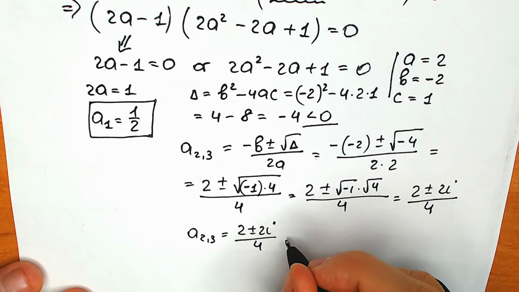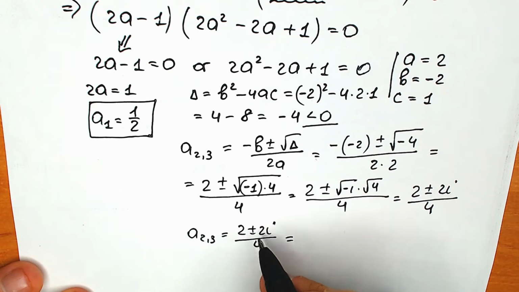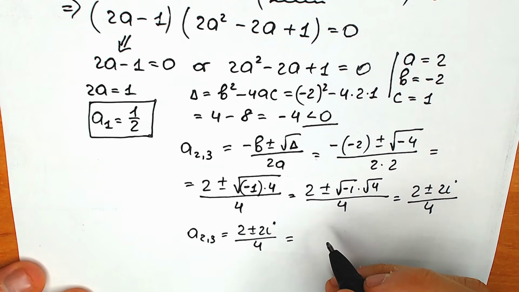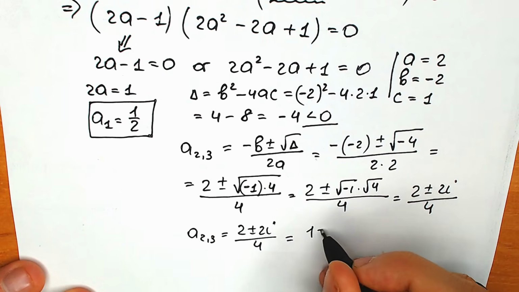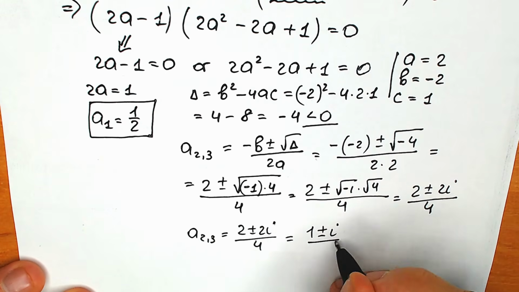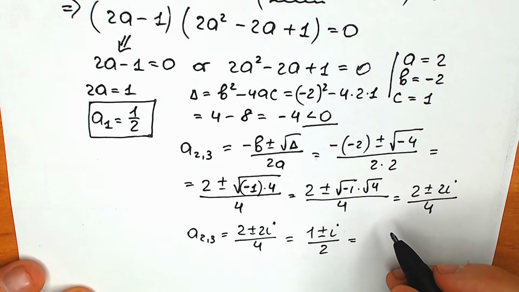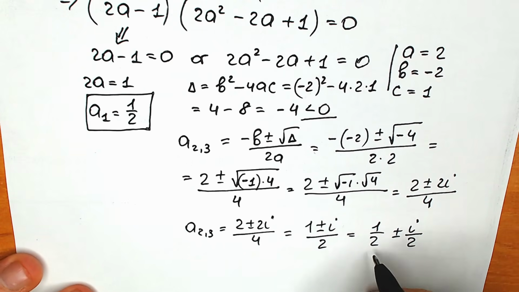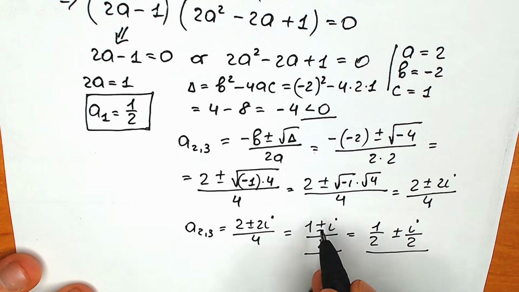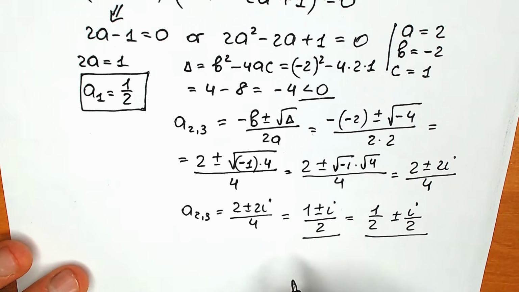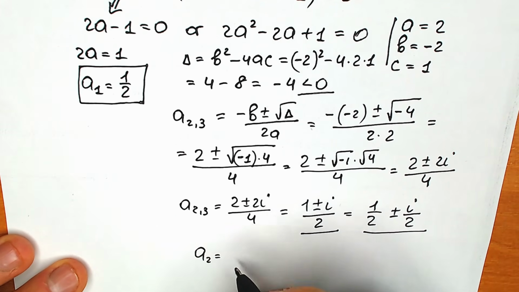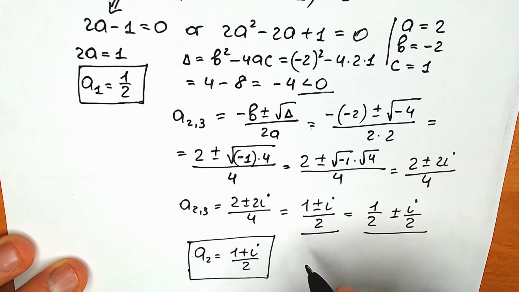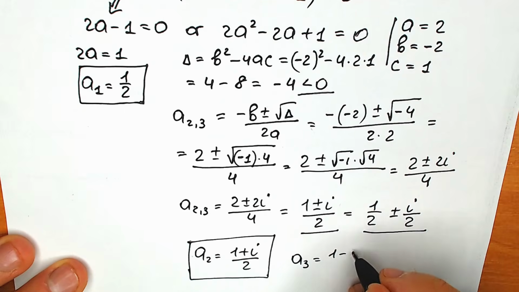How can we write it? We can also divide each of these coefficients by 2, so as a result we can write it as 1 plus minus i over 2, or the second way, we can split it by real part and imaginary part, so 1/2 plus minus i over 2. This is up to you. What do you think about it? I prefer this one with the positive sign and with the negative sign. So our a second equal to (1 plus i) over 2. This is our second root, our complex root, and we have a third equal to (1 minus i) over 2.